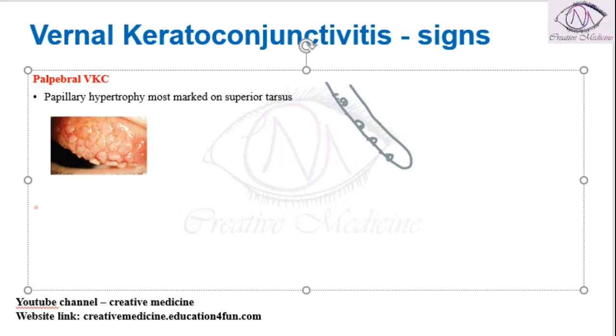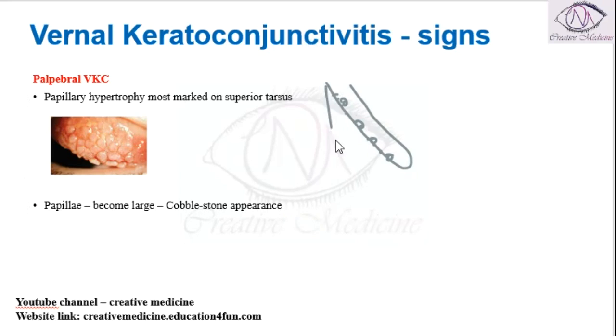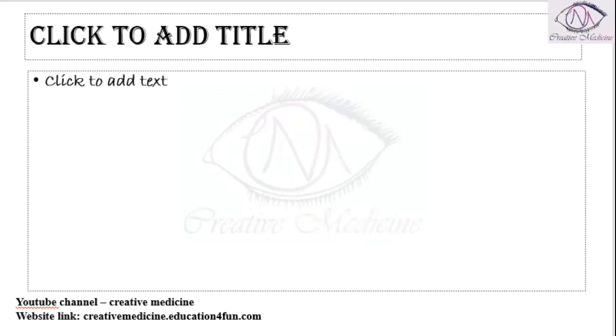These papillae will become large, giving a cobblestone appearance. So the features seen on the eyelid are called palpebral vernal keratoconjunctivitis. Then second, we have limbal vernal keratoconjunctivitis.